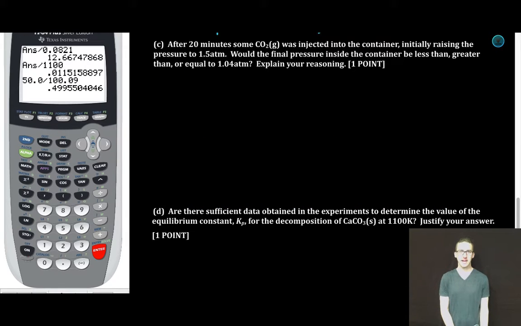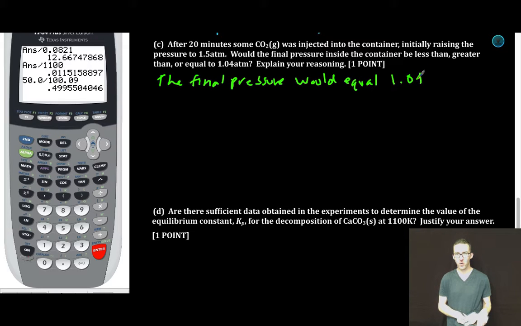Part C. After 20 minutes, some carbon dioxide was injected into the container, initially raising the pressure to 1.5 atmospheres. Would the final pressure inside the container be less than, greater than, or equal to 1.04 atmospheres? Explain your reasoning. The final pressure would equal 1.04 atmospheres. Answered it. Now let's explain.